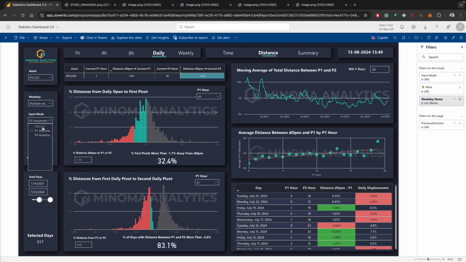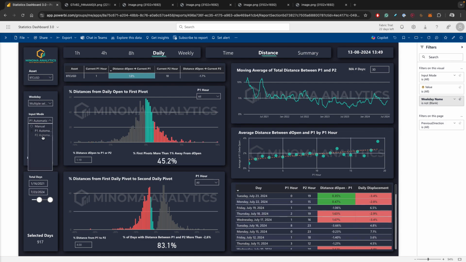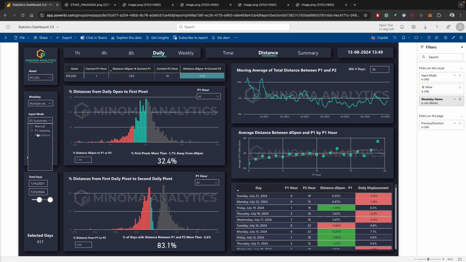It doesn't matter if you have P1 automatic or P2 automatic, because the difference between P1 and P2 is always the same. So either one of these will automatically take the current distance of P1 to P2, and manual will simply take this value. And filter mode doesn't apply here. It doesn't do anything for this chart, so it's not important.